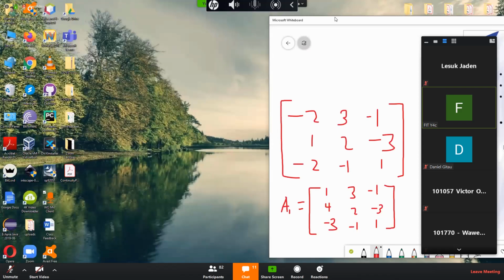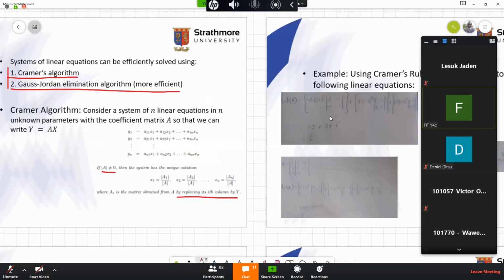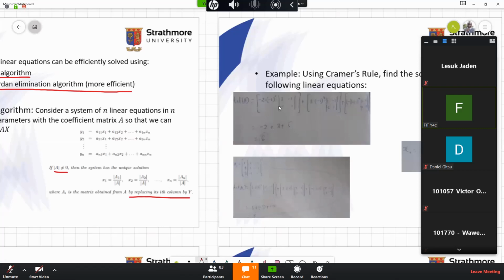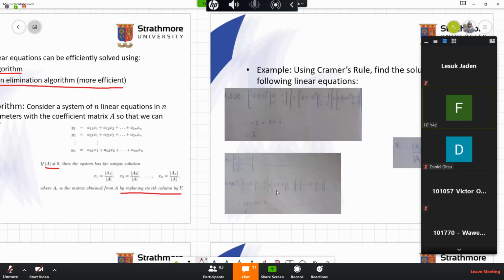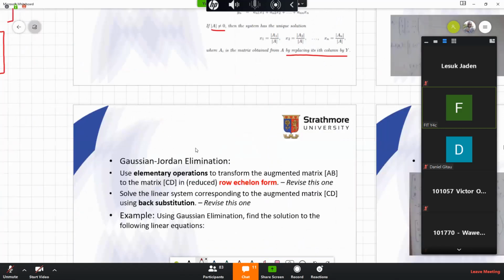And you will have revised Cramer's algorithm. But Cramer's is still computationally expensive because we said computing determinants of matrices beyond order 3 is very, very expensive. So Gauss-Jordan elimination is like the most efficient way. This one, again, you have to revise how to reduce a matrix into row echelon form and also how to do back substitution. So quickly, I'll just mention these ones are very easy. There's an example here.